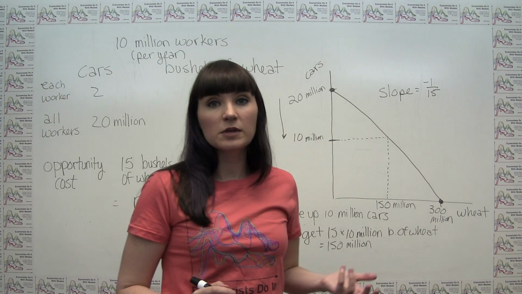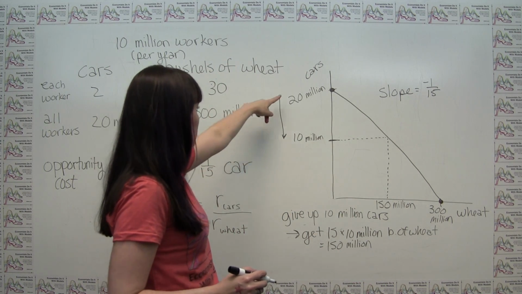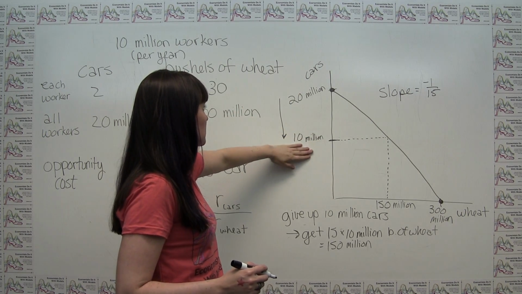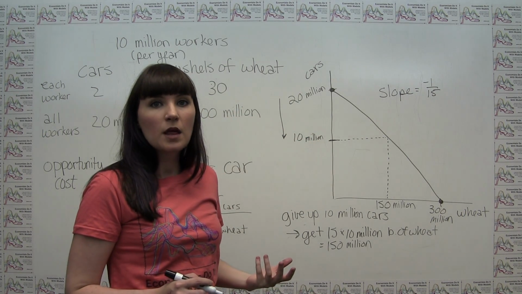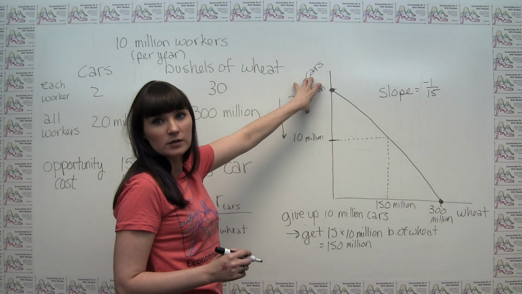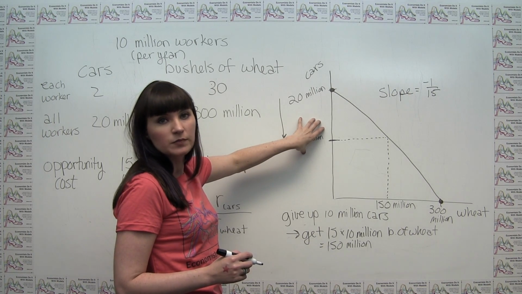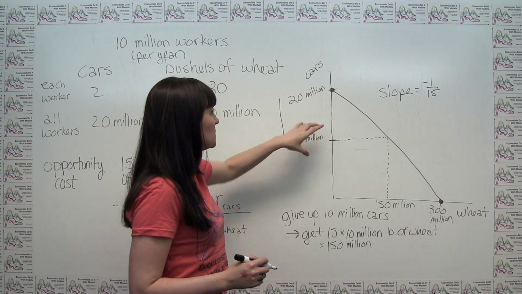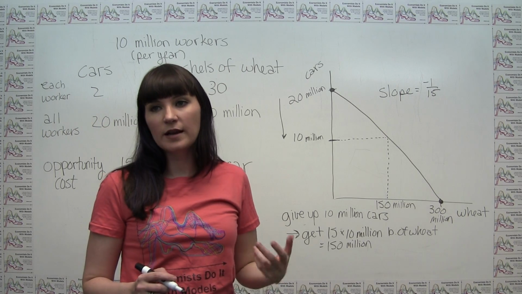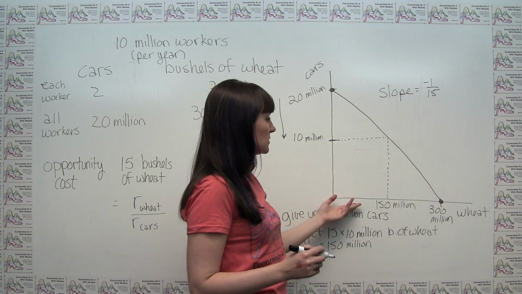That's not the only thing we could do. We could also look at this and say, well, wait a minute. If I go from 20 million to 10 million cars, then it must be the case that rather than spending all of my time making cars, I'm only spending half of my time making cars. If I'm only spending half of my time making cars, then I can spend the other half of my time making wheat.